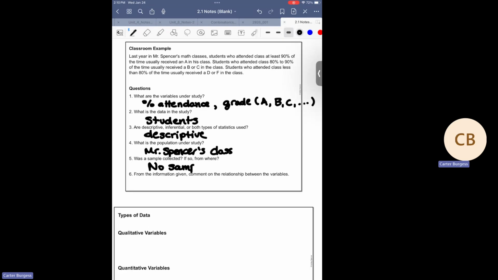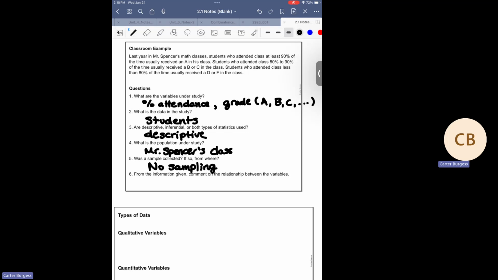Now again, if we want to broaden our population, then all of a sudden Mr. Spencer's class again becomes a sample and the descriptive statistics become inferential. So again, it's a little bit of weirdness of how are we using this? What is the target demographic overall? As it stands, though, we're just simply saying what's happening with Mr. Spencer's math class.